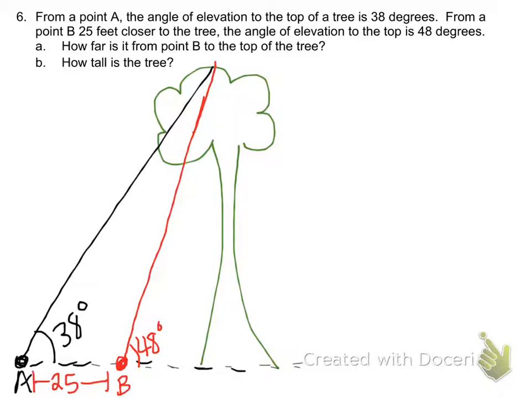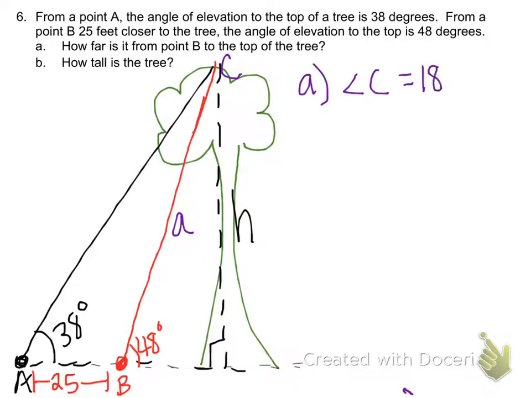So to solve question A, I want to find angle C. Now, something else I need to add, which I forgot, I'm sorry. The height of the tree is right here, which creates a 90-degree angle. So to find angle C, I'm looking for how far it is from point B to the top of the tree, so we're looking for A right here. So for question A then, we need to find angle C, which is at the top here.